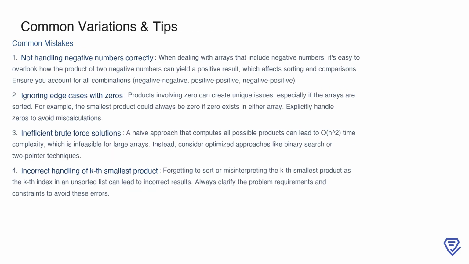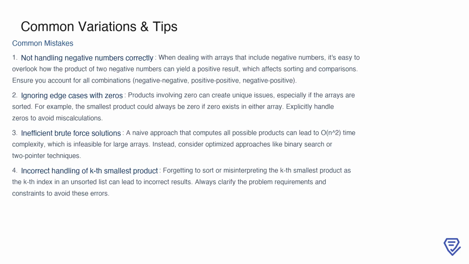When solving this problem, there are several common mistakes to watch out for. First, handling negative numbers incorrectly can lead to significant issues. Remember, the product of two negative numbers results in a positive value, which can change the ordering of products. You need to carefully consider all combinations: negative with negative, positive with positive, and negative with positive, to ensure your solution accounts for every scenario.